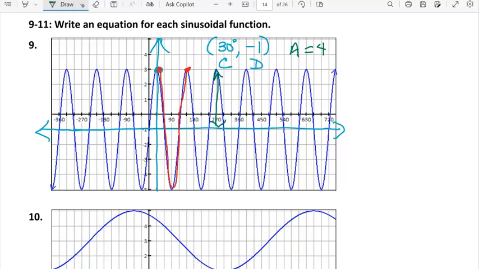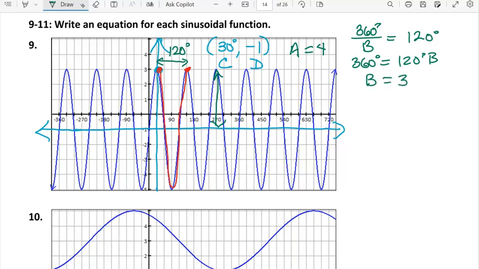And then lastly, we need to find that b value, and the b value is probably the more complex one to find. So from here to here, the length of one full period is from 30 degrees to 150 degrees, so that's a total of 120 degrees horizontally. And I know that 360 degrees divided by b is equal to the length of the period. So multiplying both sides by b and then dividing by 120, b must be 3.